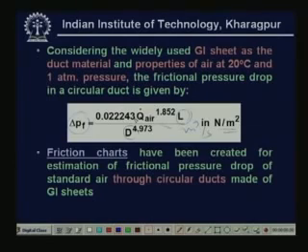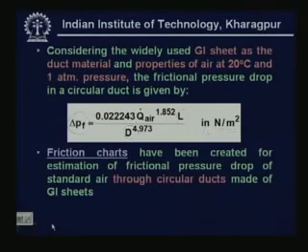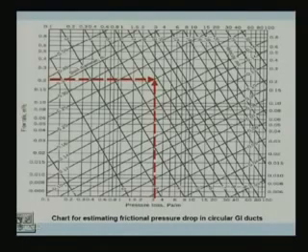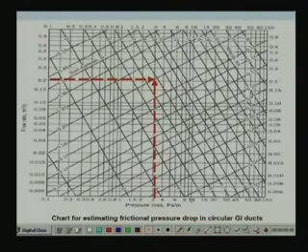And using this kind of an equation, friction charts have been created for estimation of frictional pressure drop of standard air through circular ducts made of GI sheets. These are called the standard friction charts. Let me show one typical friction chart. So, this shows a chart for estimating frictional pressure drop in circular GI ducts.